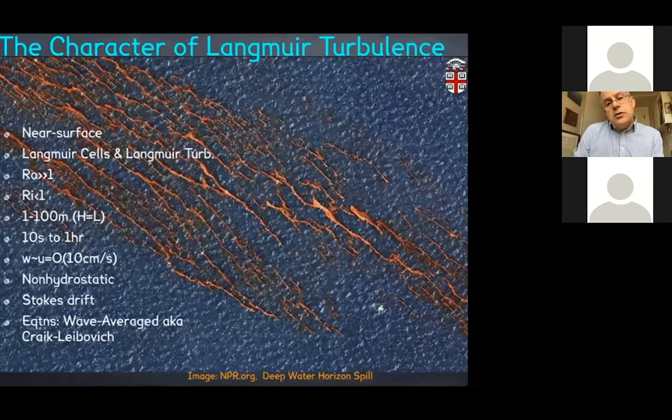You can see also the wave crests in the sun glint going this way. The waves are propagating in this direction and it's perpendicular to the axes of those convergence zones. These are large Rossby number, so relatively non-rotating in a planetary sense, and small Richardson number phenomena. So we're traversing not only physical space, but also parameter space as we jump through these different kinds of instabilities to think about.